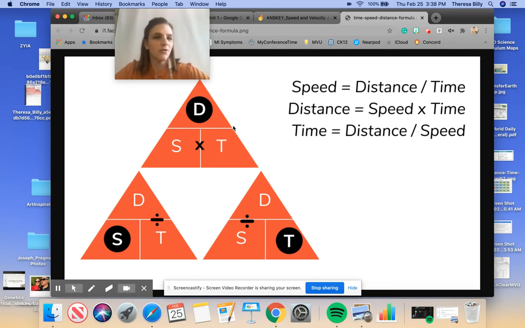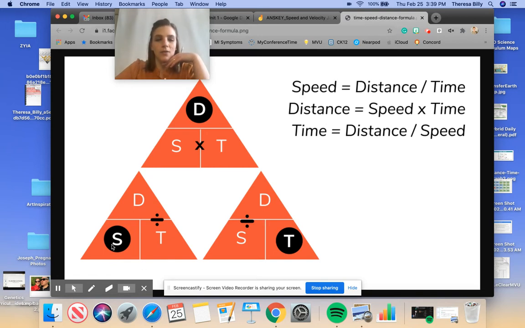But we can use that triangle then to figure out the equations if we want to calculate distance or if we want to calculate time. So this top triangle here is helping us determine the equation for distance, right? Notice how there's a black circle around the D. That means that we're solving for distance. Our equation then becomes speed times time. Okay, and you can see that equation here.